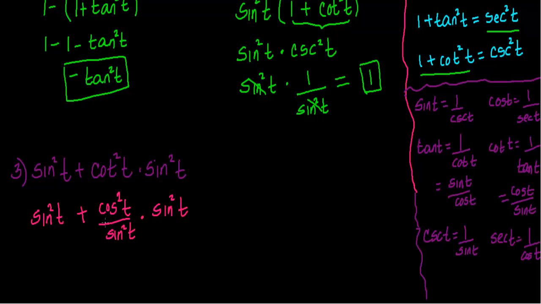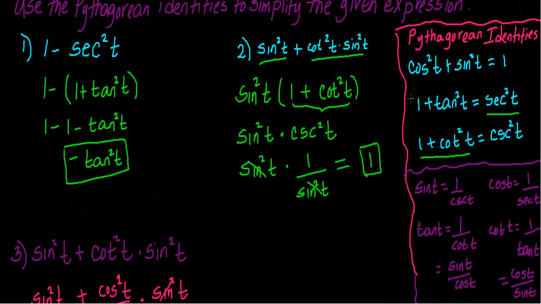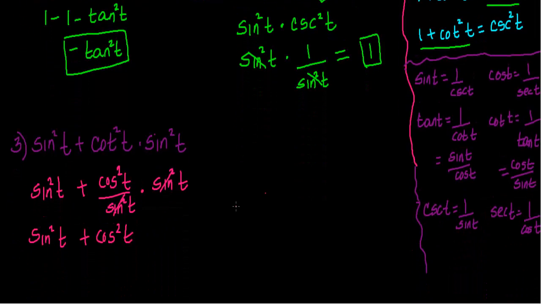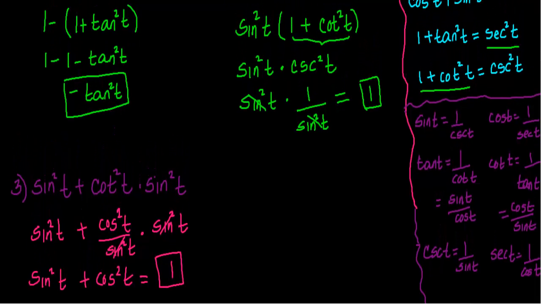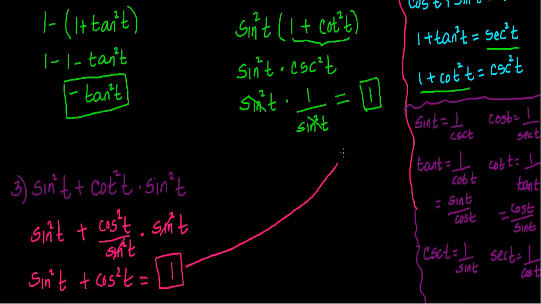Now I have sine squared of t plus, this is a multiplication, so this cancels out with this, and I have cosine squared of t. And by the Pythagorean identity that we have up here, cosine squared of t plus sine squared of t equals 1, then I can say that this is equal to 1. Notice the same problem we did twice using different identities, and we got the same answer. So there are different approaches to this.